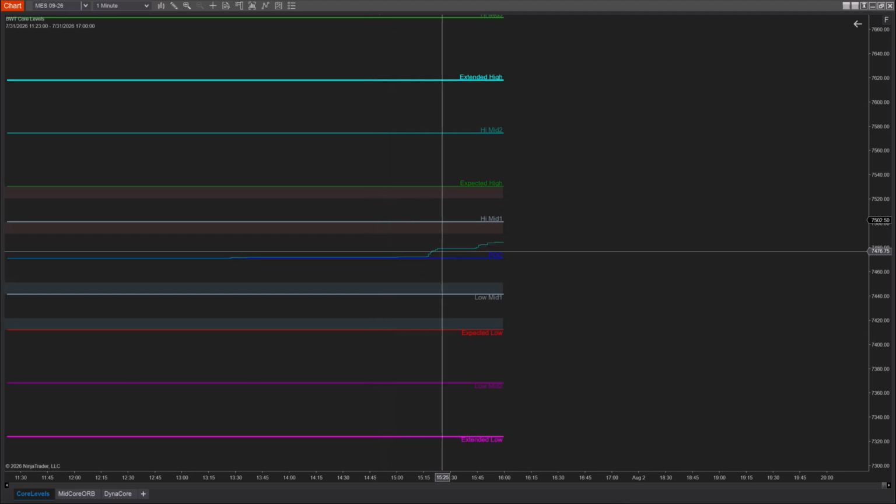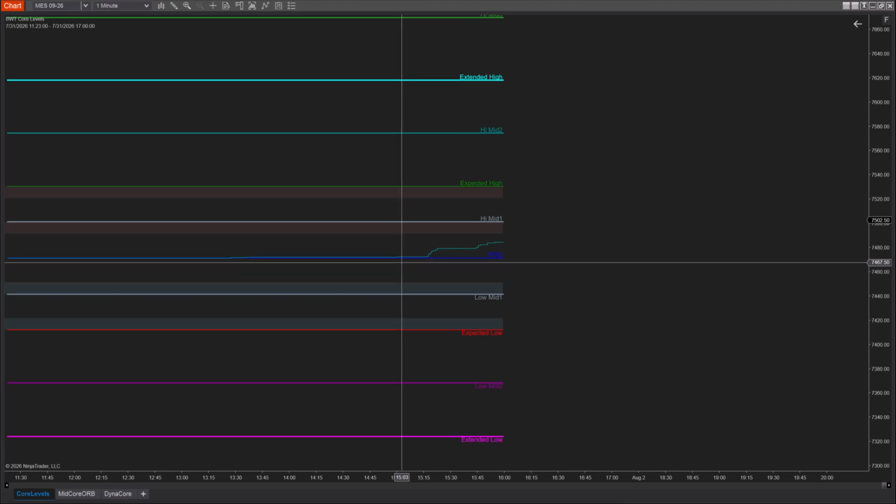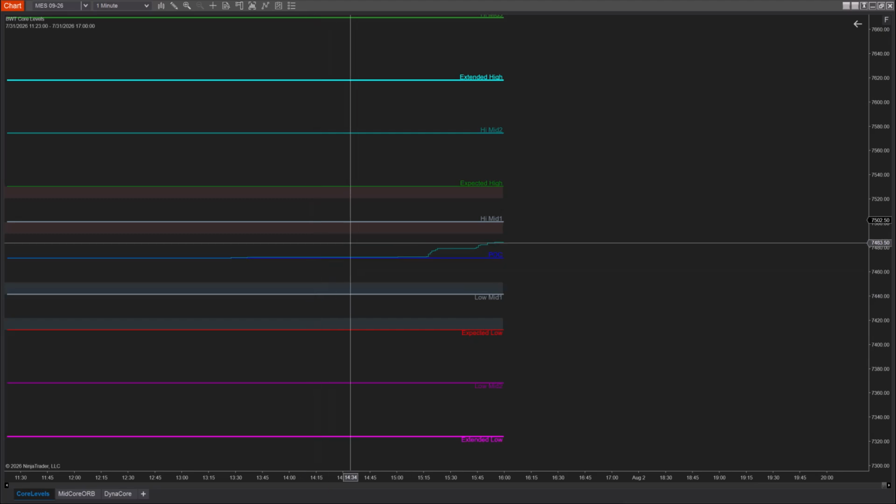And we also have the POC, which will come into play with the DynCore breakout mode. I'll explain later on. But obviously, we all know this is the POC where most of the volume has been traded. And that is the map, okay?